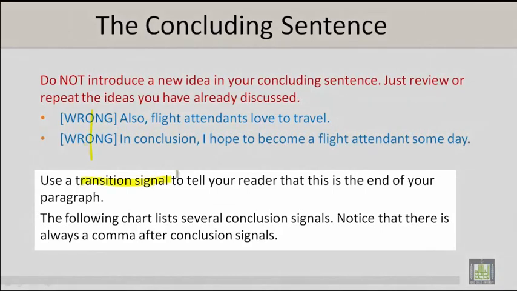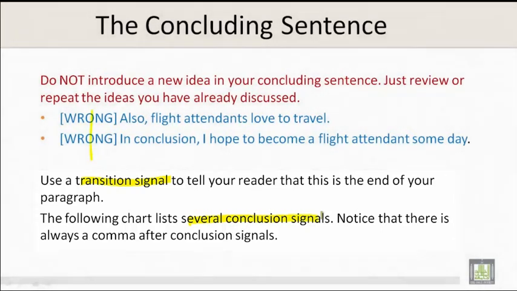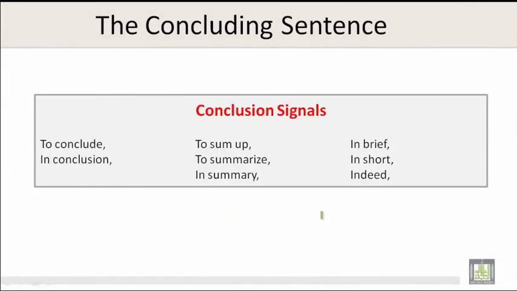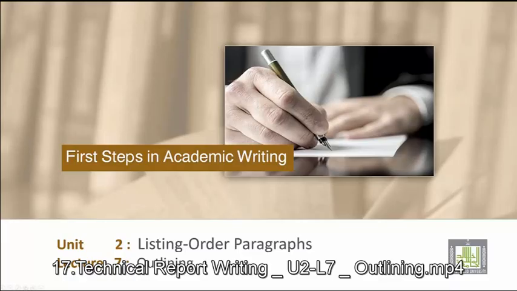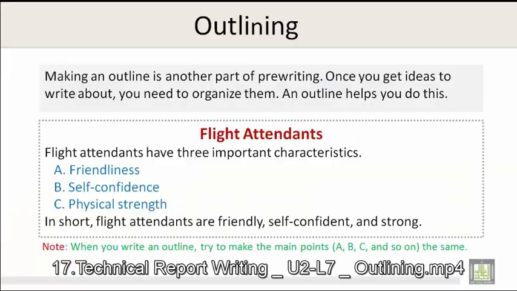Use a transition signal to tell your reader that this is the end of your paragraph. The following chart lists several conclusion signals. Notice that there is always a comma after conclusion signals. Conclusion signals: to conclude, in conclusion, to sum up, to summarize, in summary, in brief, in short, indeed.